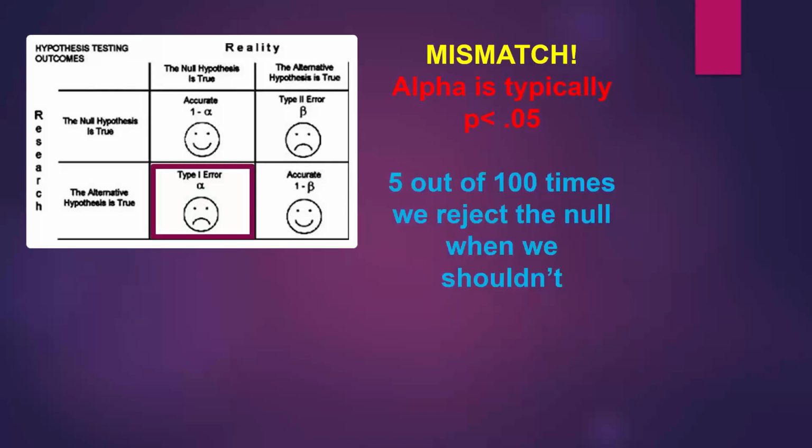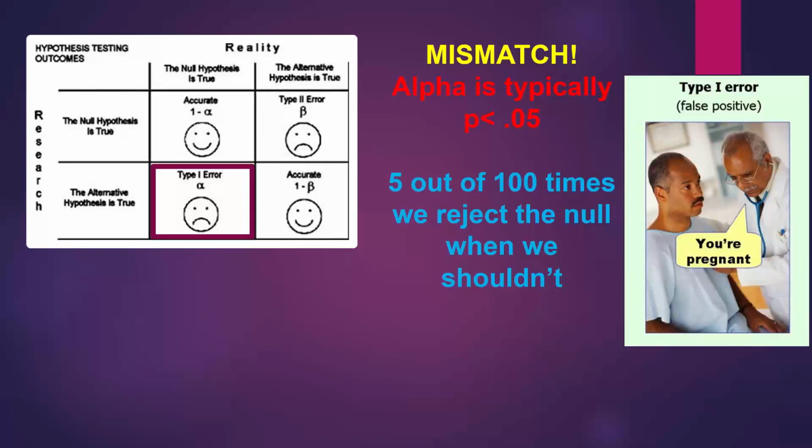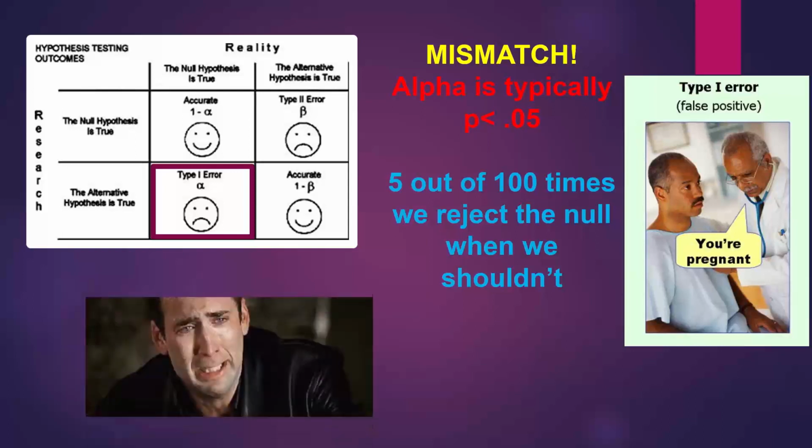Okay, now let's get to the other two problematic times. So in reality, the null is true, but in our statistics, we reject the null, and that is considered a type 1 error. So there's a mismatch. So alpha is typically P less than 0.05, so 5 out of 100 times we reject the null, and we shouldn't. Again, type 1 error. Example of type 1 error: telling a man he's pregnant when that doesn't happen. You don't want your results to be a result of type 1 error.